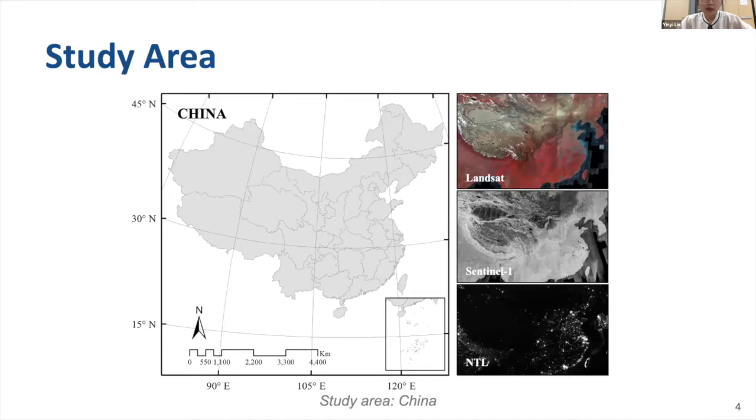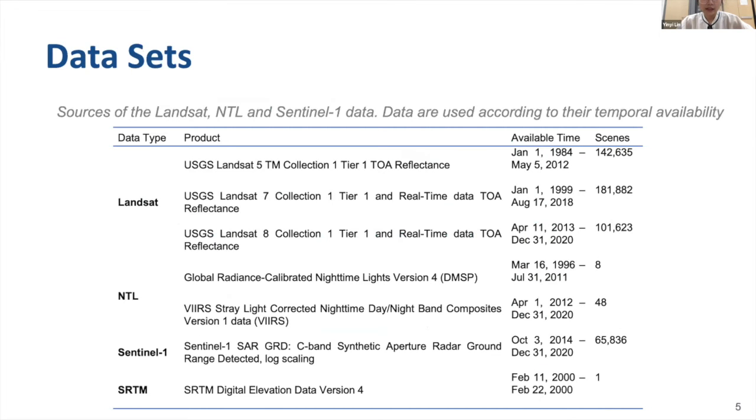We chose China as our study area, and it has a large east-west and north-south difference, and has complex and diverse climate regions. And here are our data sources, including the Landsat, night time light data, Sentinel-1, and SRTM. We use the data according to their availability, with Landsat data from 1984, and night time light data includes the DMSP and VIIRS. And the SAR data is the Sentinel-1 GRD data.